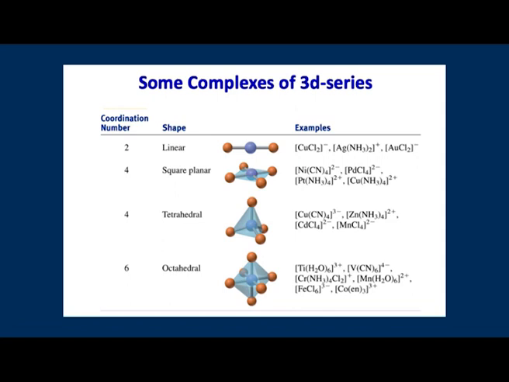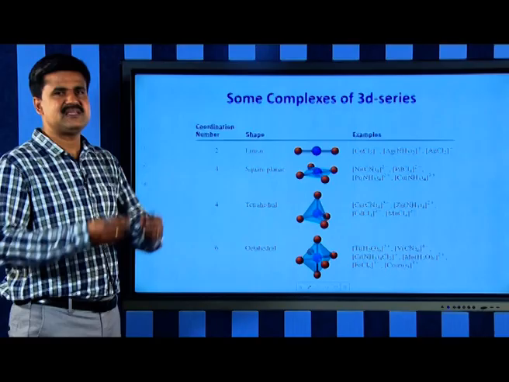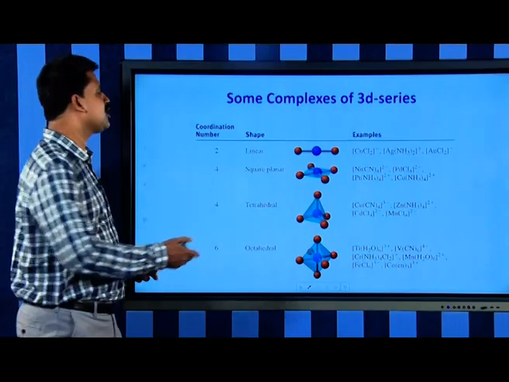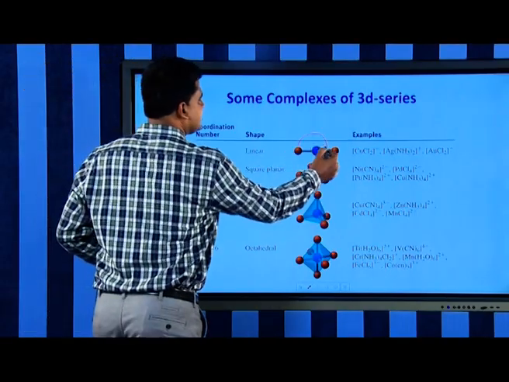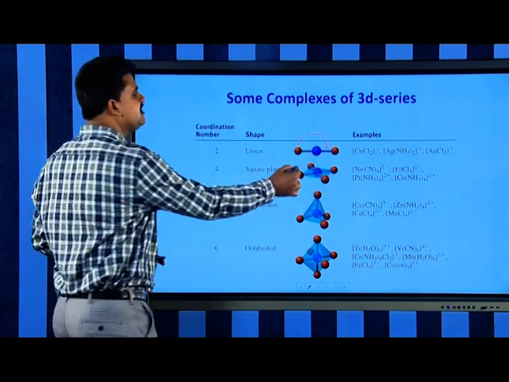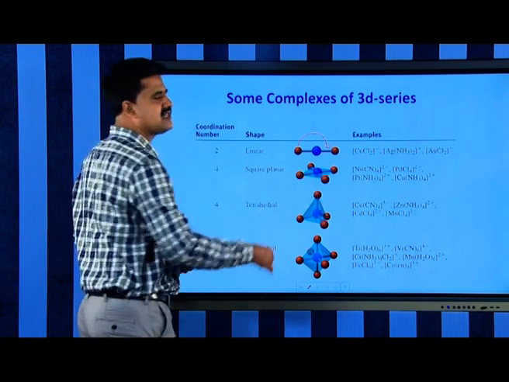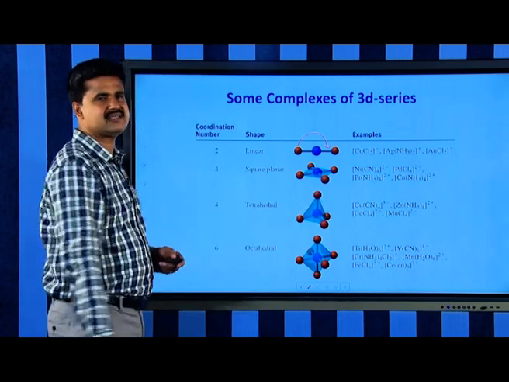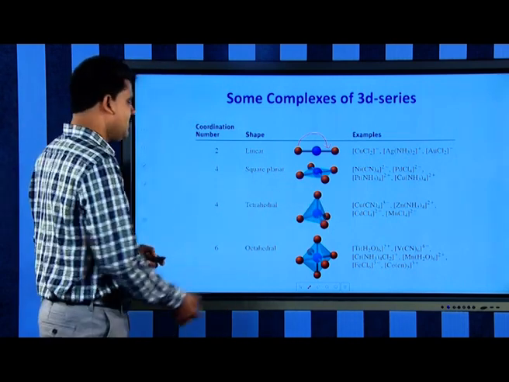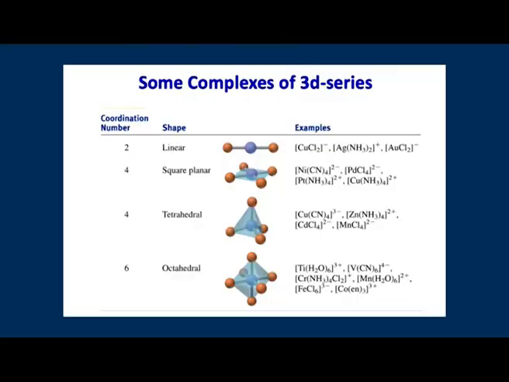For example, coordination number 2, that is, 2 ligands around the central metal, exhibits a linear shape. These 2 ligands are separated by an angle of 180 degrees. This is the linear shape, and this one represents the square planar shape. This is the typical tetrahedral shape, just as in the case of our CH4 molecule, methane. Okay, octahedral arrangement. These are various common geometries of the coordination complexes shown by the d block elements.